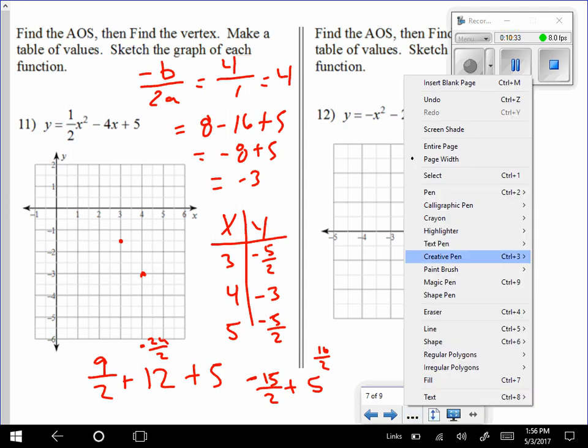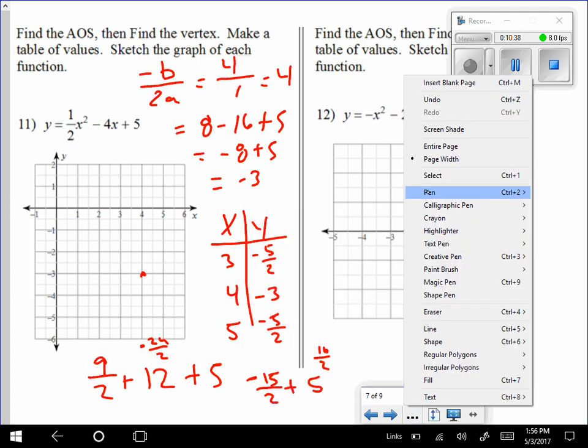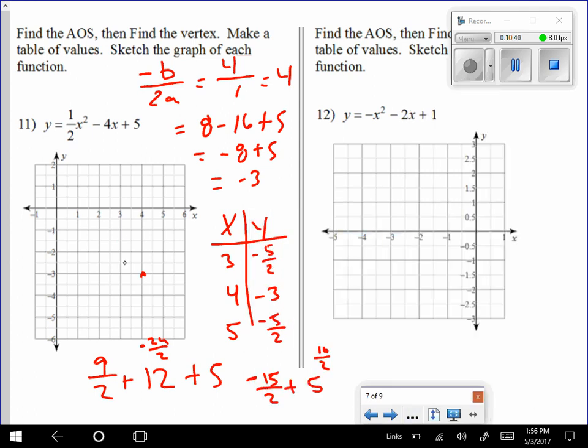Get my eraser. And, oops. Just make my right point there. There we go.